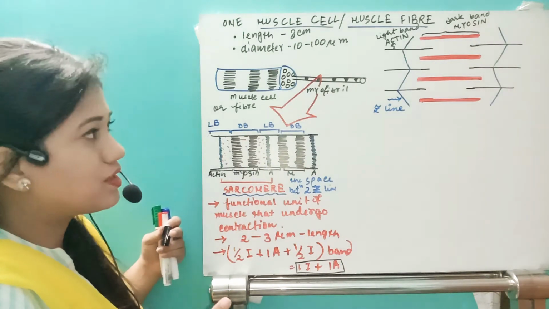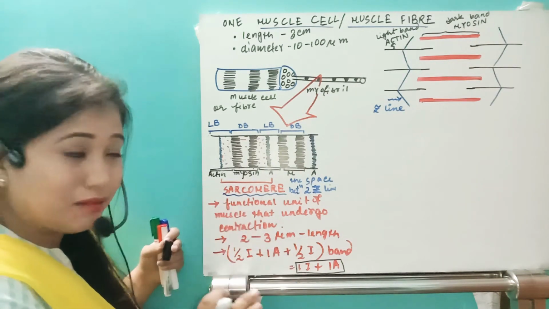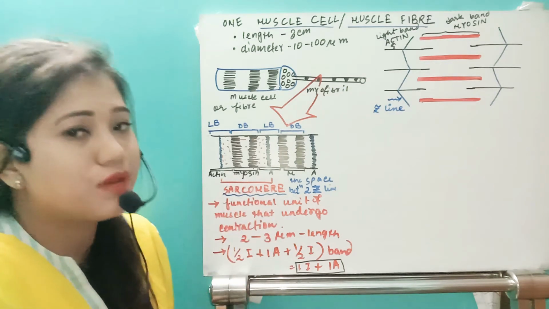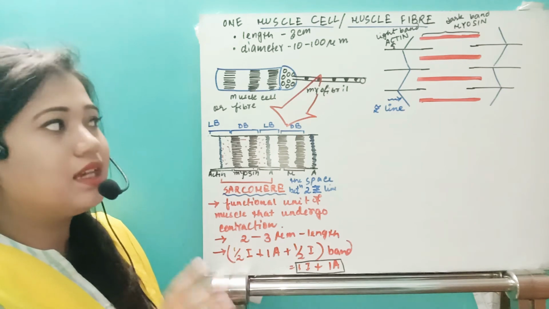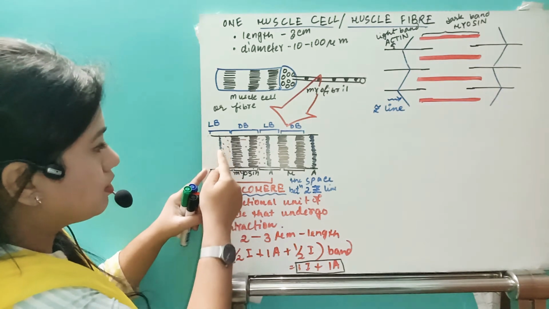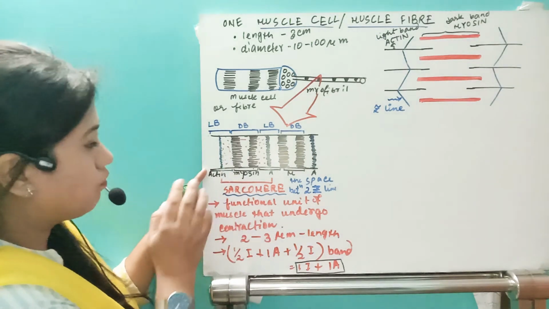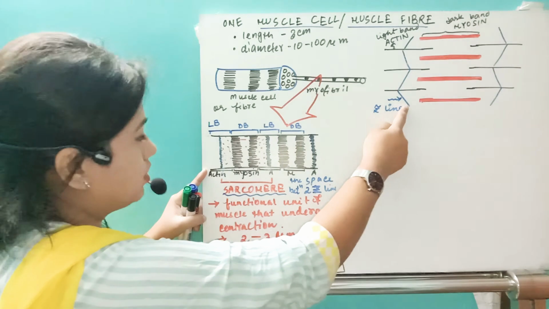Okay, myosin is present in the dark band and actin is present in the light band. Now just see that in this light band, one thick line we have seen. So what is this? This is the Z line, right?